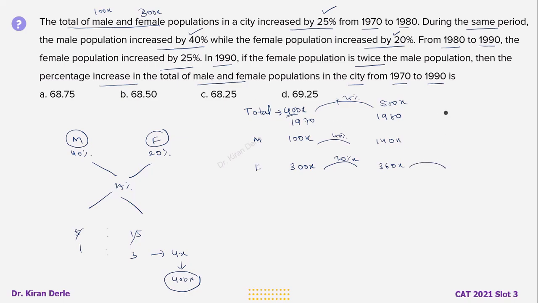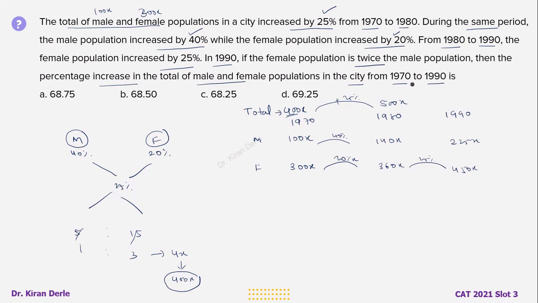Now, from 1980 to 1990, the female population increased by 25%. 25% is 1/4, and 1/4 of 360 is 90, so it will become 450x. And one more piece of information is given: the female population in 1990 is twice the male population. That means the male should be 225x. I hope you understood this.